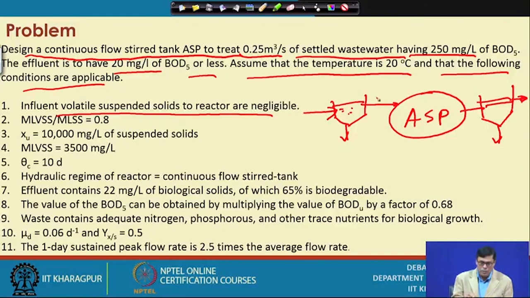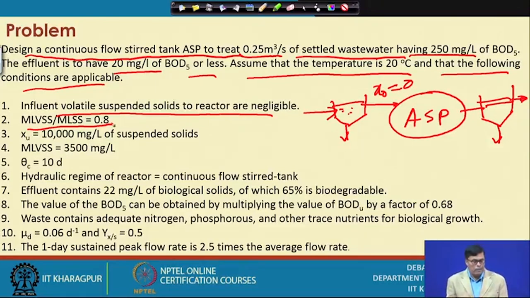I told you the volatile suspended solid indicates the presence of cell mass, because most of the cell mass is organic. So, here we can assume X0 equal to 0, and MLVSS by MLSS is 0.8, as I explained in the last lecture. MLVSS means the organic cell mass, and MLSS is the total suspended solid, and suspended solid comprises both organic and inorganic material. Inorganic material we consider as inactive biomass.